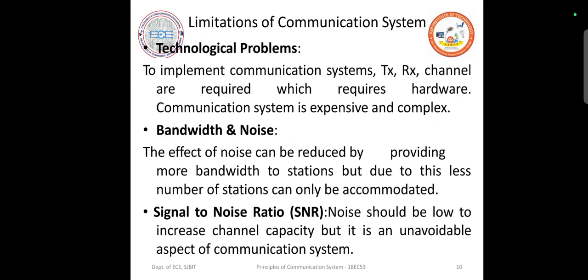The second thing is the bandwidth and noise. Very, very important thing. The effect of noise can be reduced by providing more bandwidth to stations, but due to this, fewer stations can be accommodated. One best example that I can give is the FM channel, which all of us are aware of. It ranges between 88 megahertz to 108 megahertz. When you try to fit too many channels, obviously the bandwidth is going to come down.